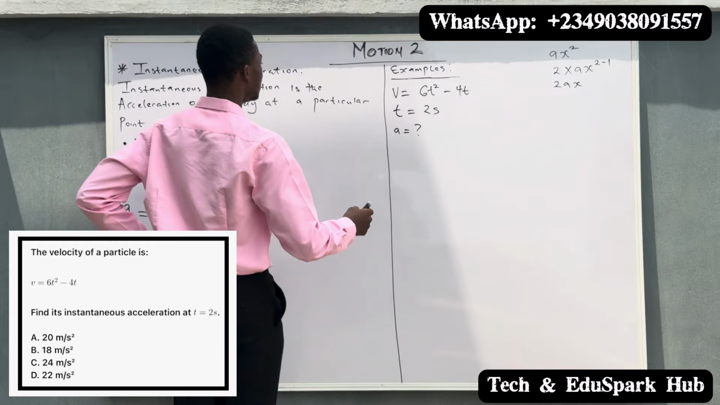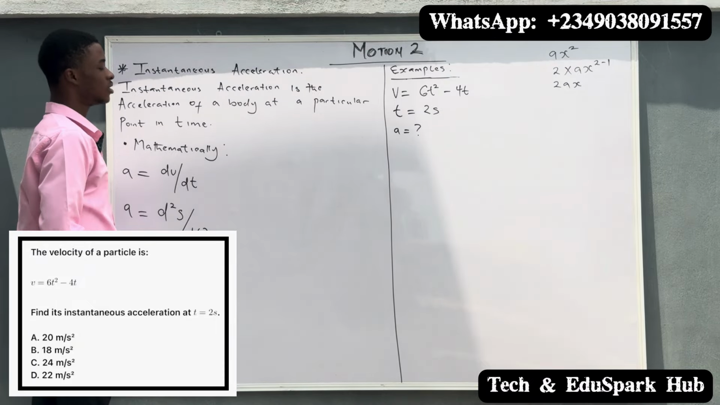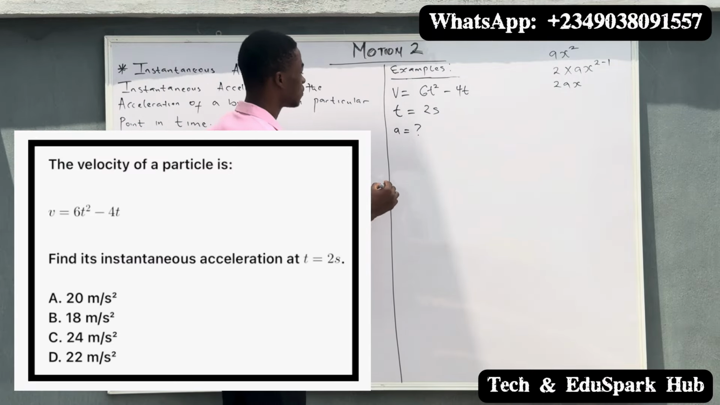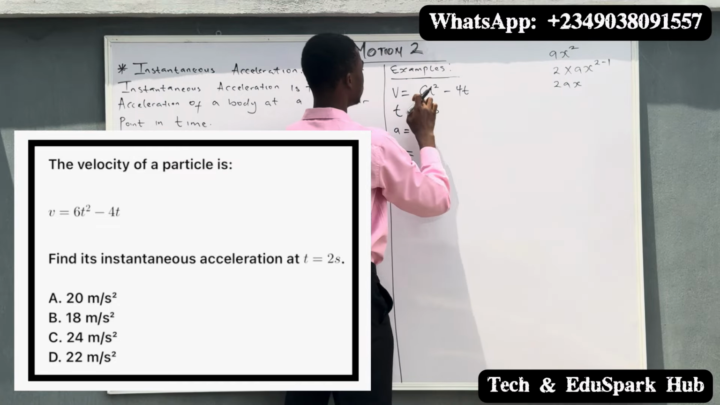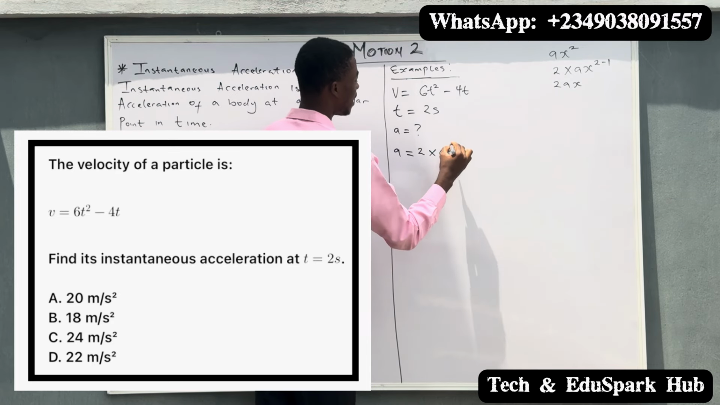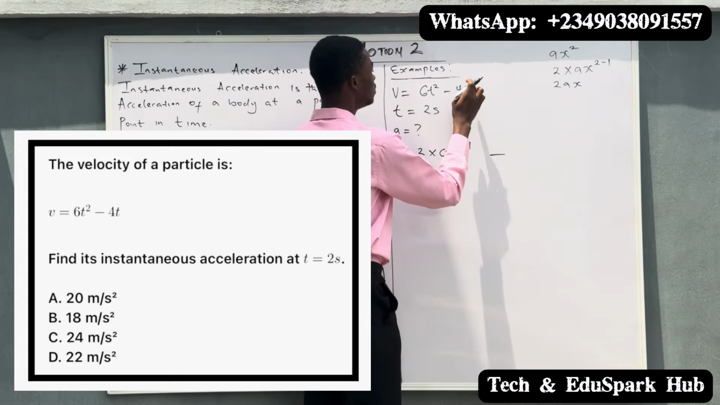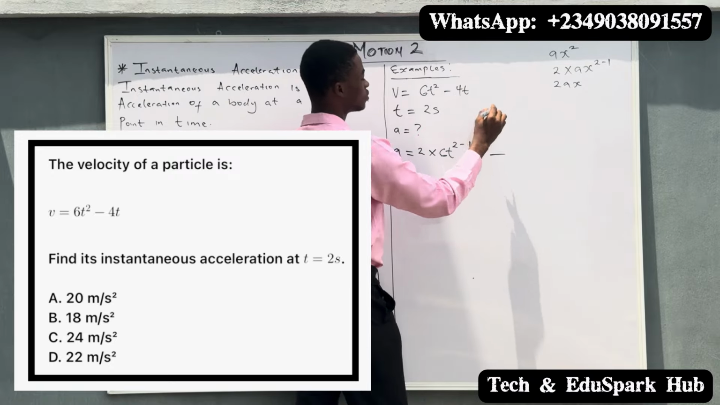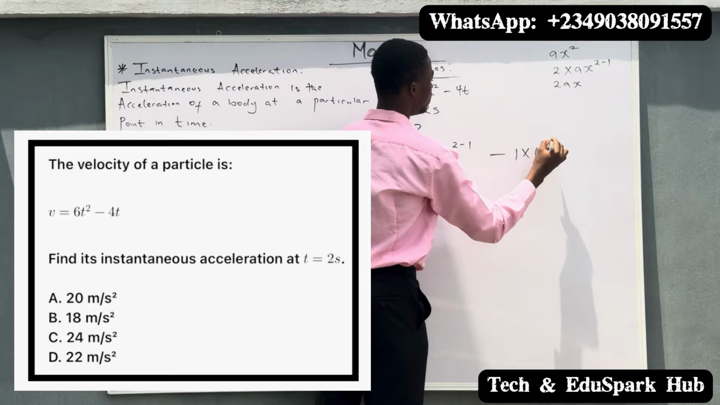Remember I said if we are given v, we are going to differentiate once because we have a equals dv over dt. So we are working with velocity here, so we are only going to differentiate once. So let's solve this. So our a will be given as, remember I said if we want to differentiate, the power will come to the front. So we have to multiply by 6 and the power will be minus 1. So we have 2 minus 1. And we also have minus 4t. So this is not carrying any power. And we said if it is not carrying any power, we assume the power is 1. So we have 1 multiplied by 4 and the power will be minus 1. So 1 minus 1.